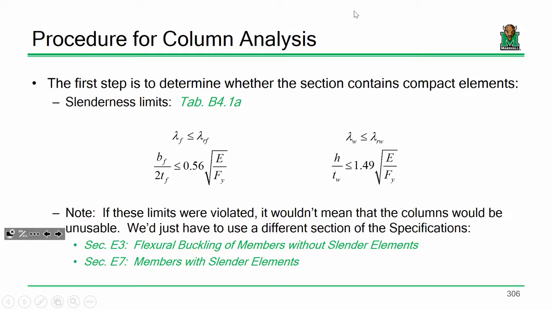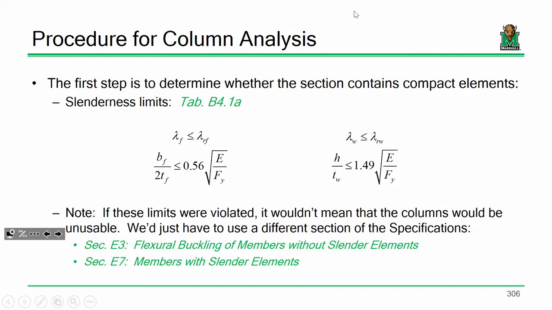And what does it say? If you have non-slender elements, which is going to be the case for us most of the time, we're going to be using section E3. I mean, read what the title of section E3 is. It says, flexural buckling of members without slender elements, okay? What does section E7 say? Members with slender elements.